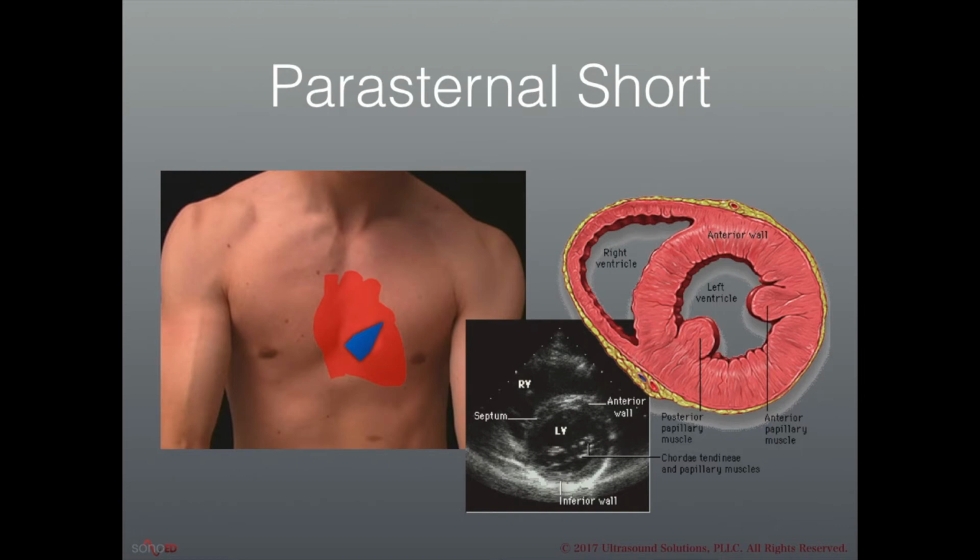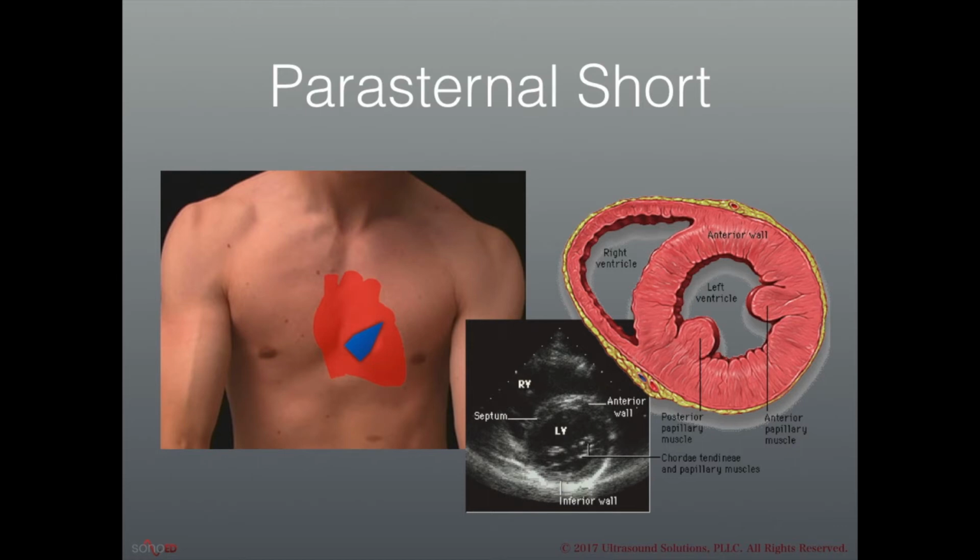Let's talk next about the parasternal short view. This view is obtained 90 degrees perpendicular to the parasternal long view with the image indicator towards the patient's left shoulder. This can be a bit challenging of a view to obtain because you're perpendicular to the ribs as well, and so there tends to be a bit more artifact than in the parasternal long view.